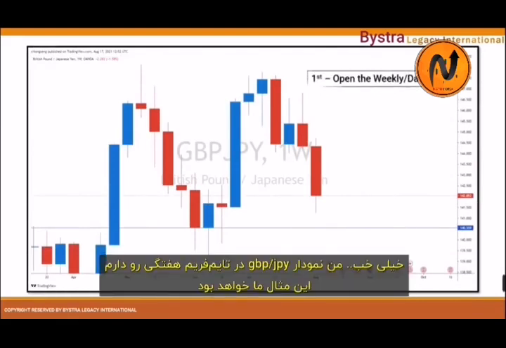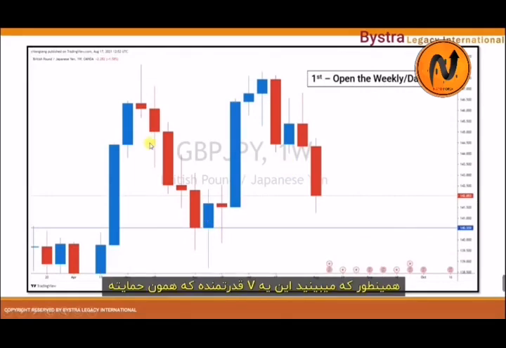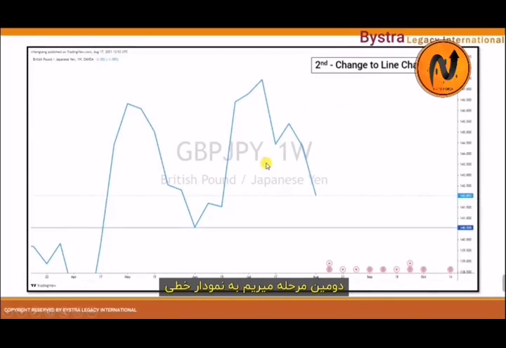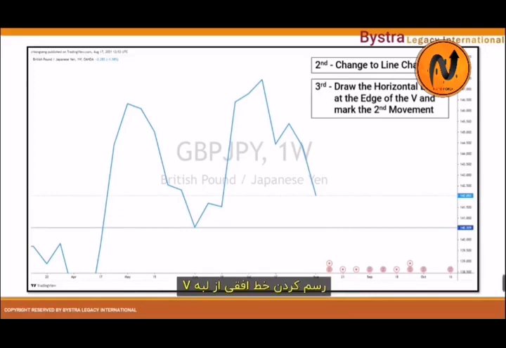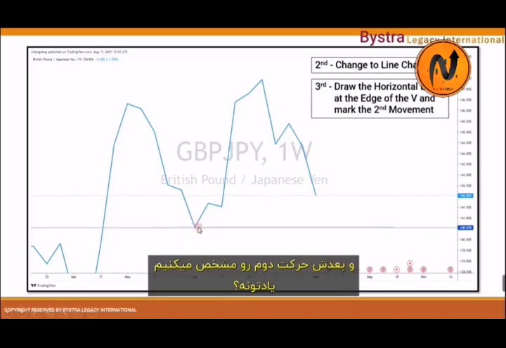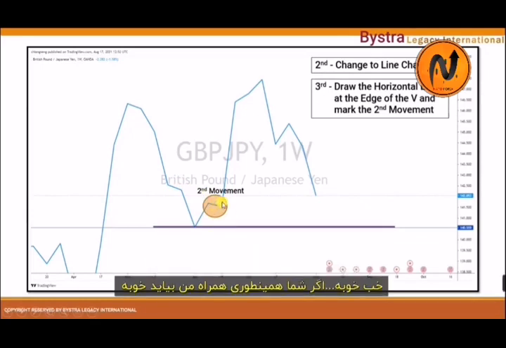Okay, I have GBP JPY on the weekly time frame. This will be our example. As you can see here, this is a strong V, which is the support. First we open up the weekly or the daily time frame, in this case the weekly for the GBP JPY pair. Second, we go to the line chart. And then what should we do, guys? Yes, mark the horizontal line at the edge of the capital V, this support. And then next we mark the second movement. Remember? Okay, good. If you guys catch up with me, then it's good.